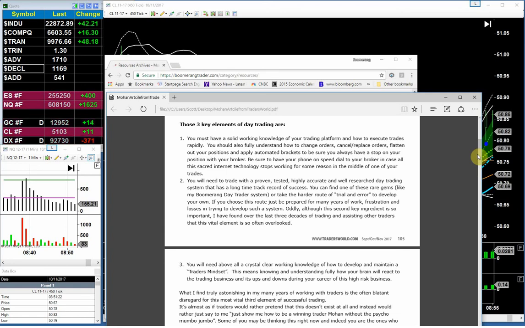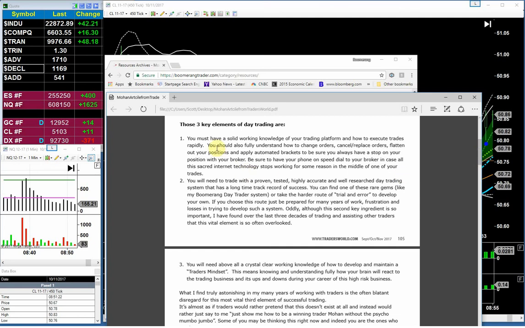Here are the 3 absolute key elements you need. It'll save you a lot of trouble if you don't have these. Now I know most of you in here are Boomerang Day Trader owners, or you're members of our site and you've been watching what we're doing for a while, so maybe this will really resonate because you fit category 1 and 2, I assume. But category 3 is the most important.